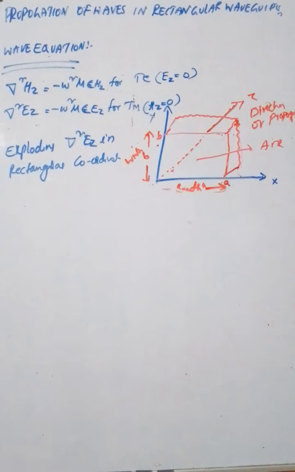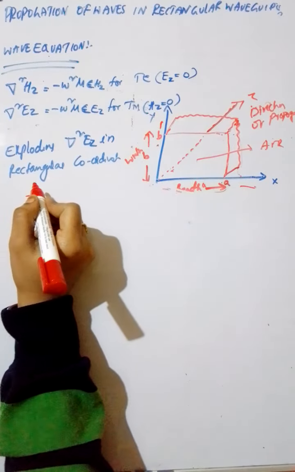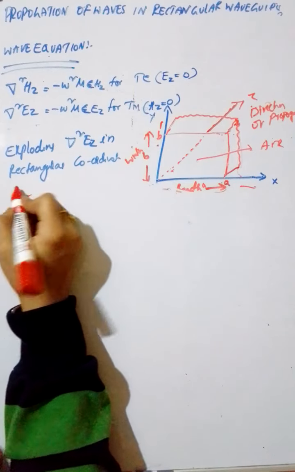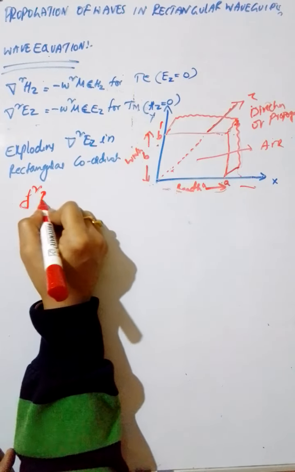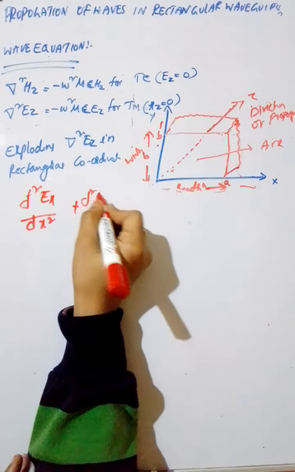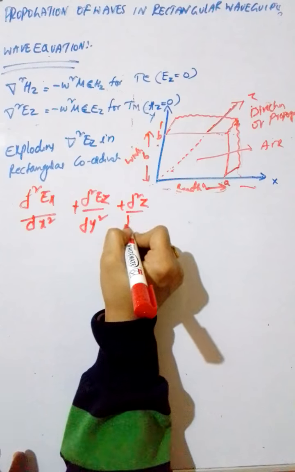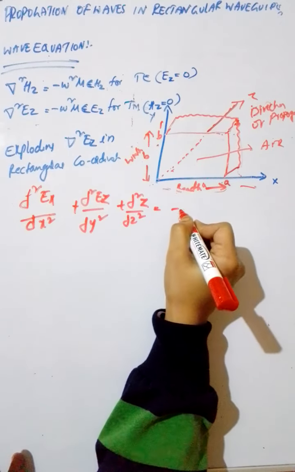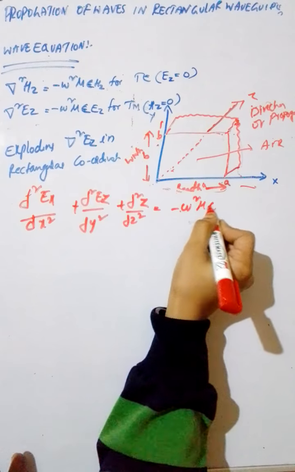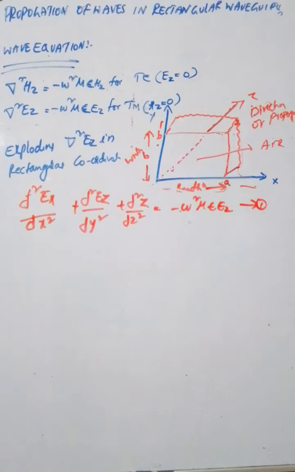Okay, now here we are having the x-axis, y-axis and z-axis, isn't it? Now our del square Ez is in three forms: dou square Ex by dou x square plus dou square Ey by dou y square plus dou square Ez by dou z square is equal to minus omega square mu epsilon Ez. This is equation 1.